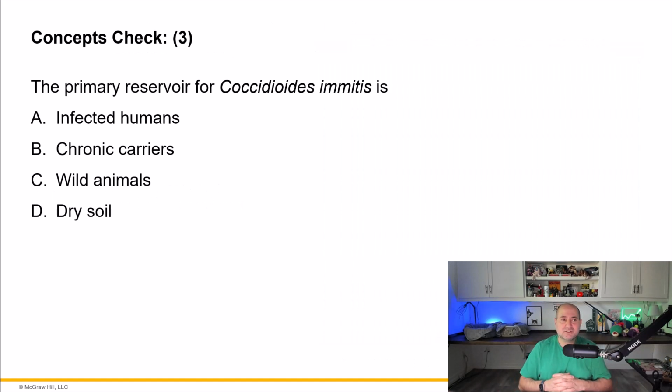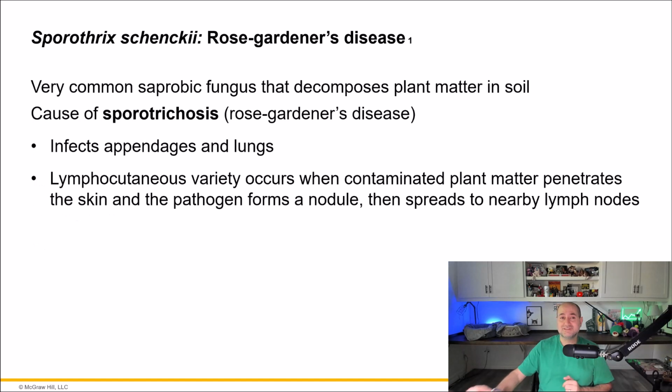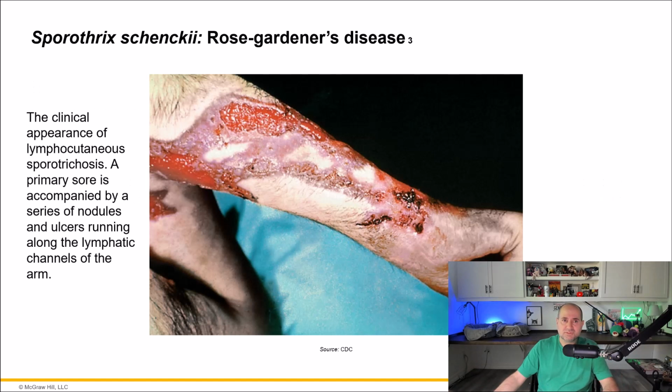All right, concept check time. The primary reservoir for Coccidioides immitis is, do you remember this one, that semi-arid soil, so dry soil. Next, we learned about Sporothrix schenckii, which causes rose gardener's disease, also known as sporotrichosis. Remember this one? It's caused by a lesion in the skin. Like if you get a cut in the skin and those spores get inside, then there's a primary area of infection, and then there are nodules that form up the lymphatics.